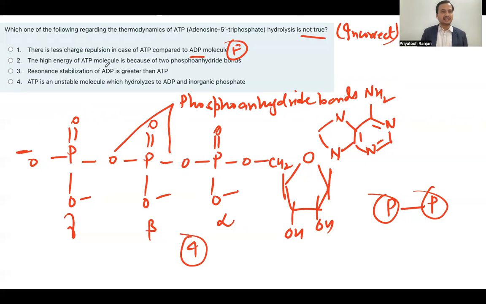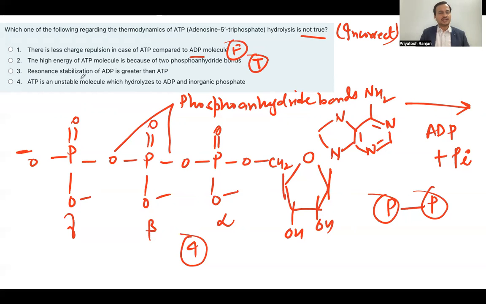Coming back to the second, the high energy of ATP molecule is because of 2 phosphoanhydride bonds. True. These are the 2 phosphoanhydride bonds which I discussed before, and they have a high energy, and this makes the reaction spontaneous, which allows the ATP to hydrolyze into adenosine diphosphate and inorganic phosphate. Where you will find a break, this phosphate molecule will release, and ADP further gets broken down into AMP.